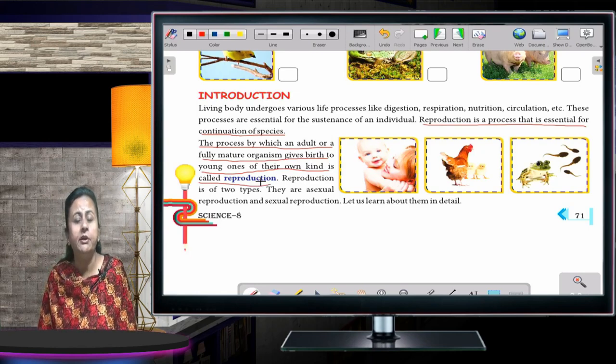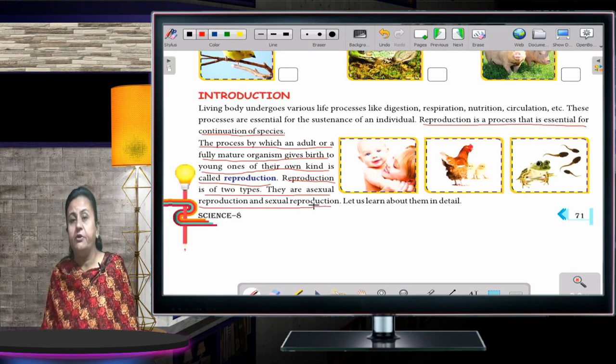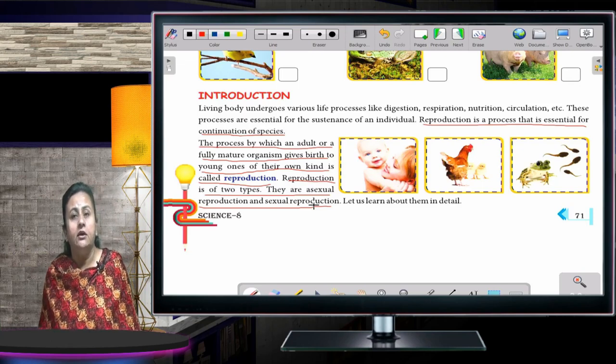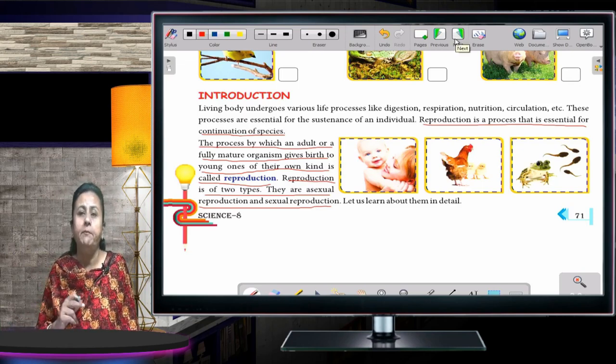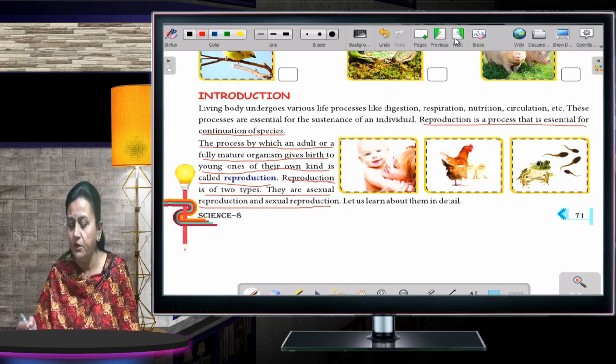Okay, now reproduction is of two types, sexual and asexual reproduction. Now what is asexual reproduction? In asexual reproduction, male and female parents are not required. The birth can be given by a single parent, but in sexual reproduction, the presence of male and female parents is very important. Okay, so let's continue now.